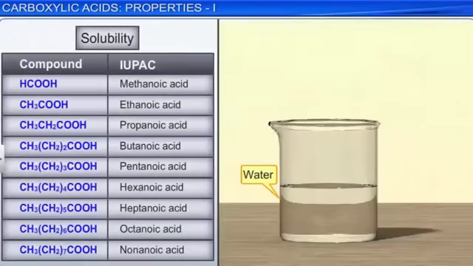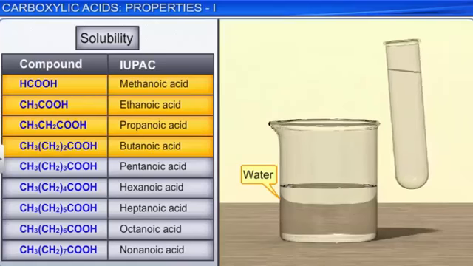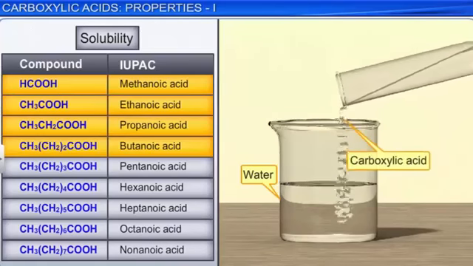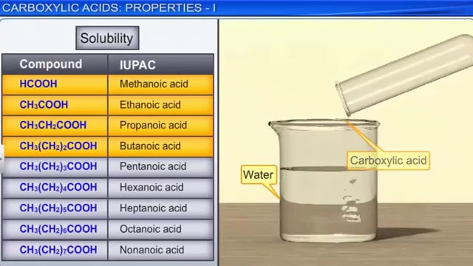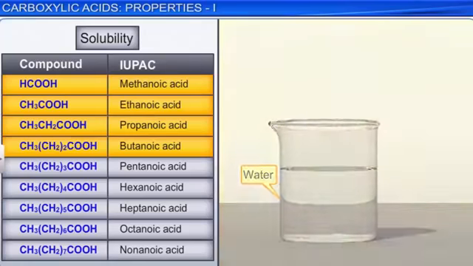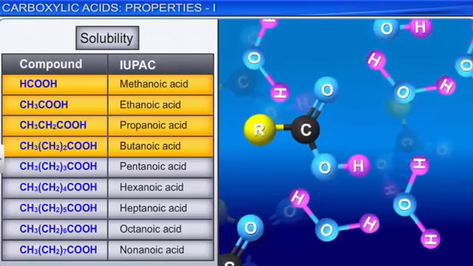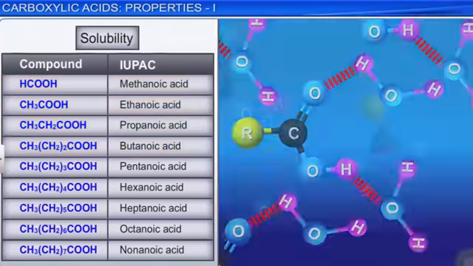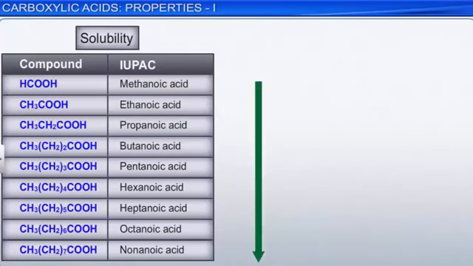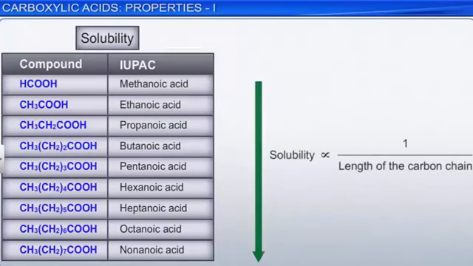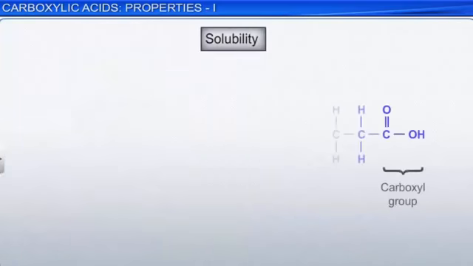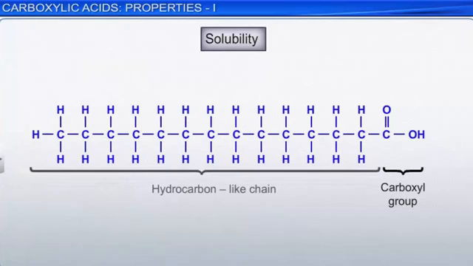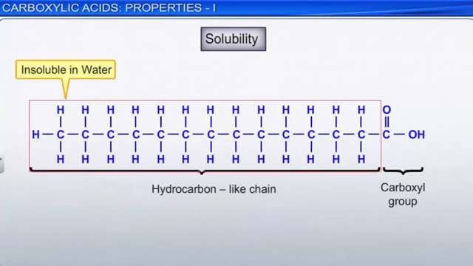Coming to solubility in water, the first 4 members of carboxylic acids are fairly soluble in water. Due to the ability of the carboxyl group to form hydrogen bonds with water molecules, their solubility decreases with the increase in the length of the carbon chain. Higher carboxylic acids are virtually insoluble in water due to the greater influence of the hydrocarbon part.